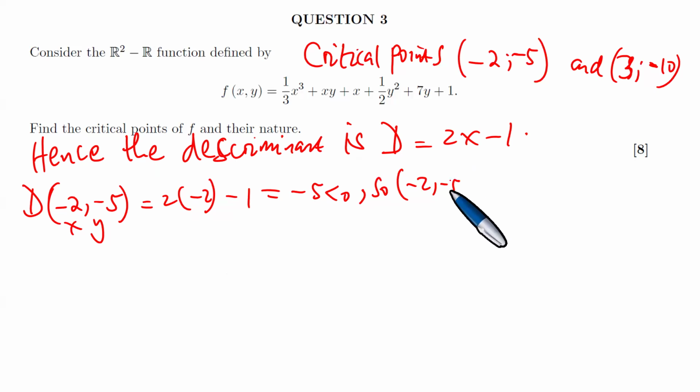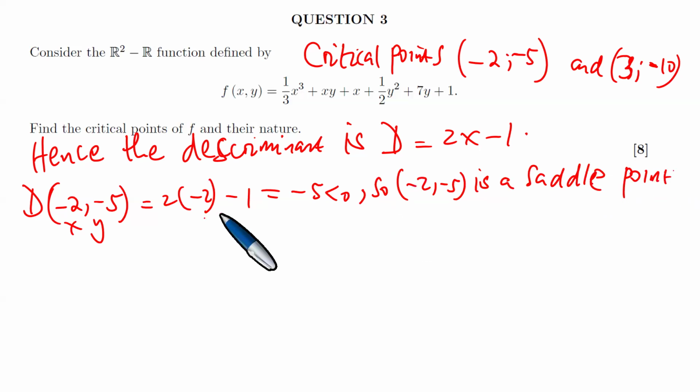So (-2, -5) is a saddle point. According to the classification, it's a saddle point because the discriminant is negative at this critical point, -5. Now the discriminant is to be evaluated at (3, -10).